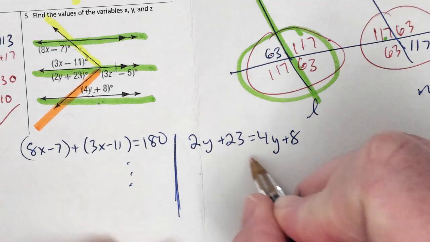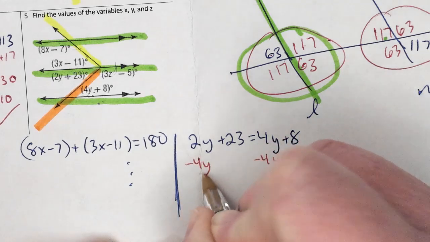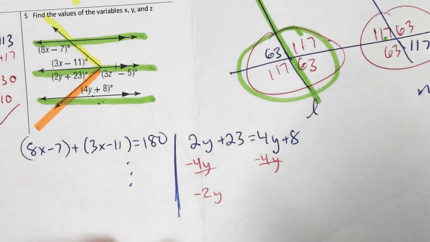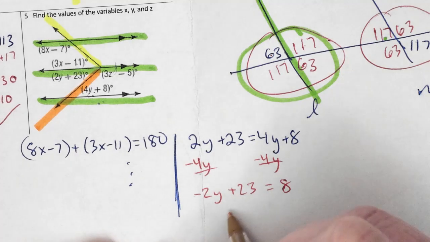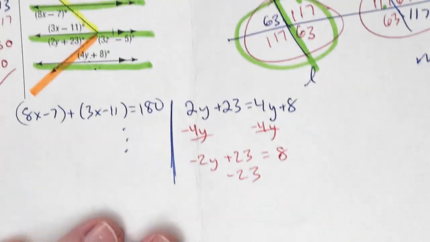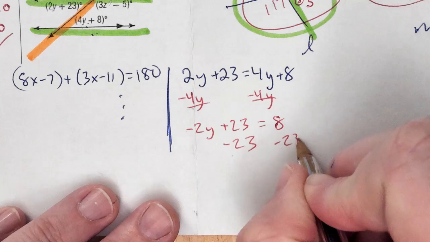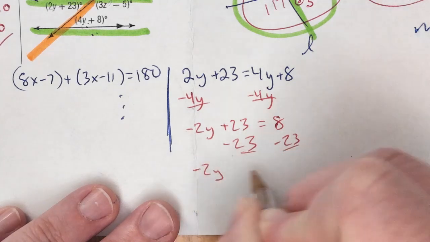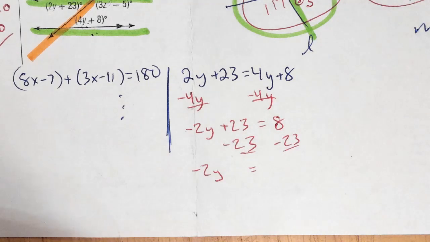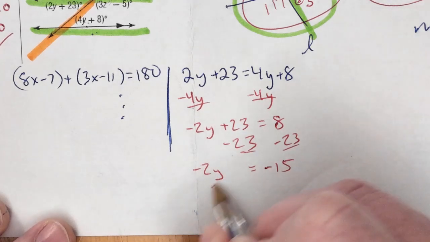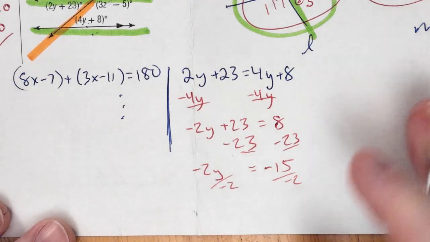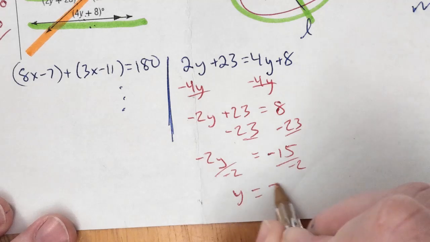We're going to subtract 4y from both sides. I get negative 2y plus 23 is equal to a positive 8. I'm going to subtract 23 from both sides of the equal sign. I get negative 2y is equal to negative 15. And I'm going to divide both sides by negative 2. And I pop out with y equals a positive 7.5.